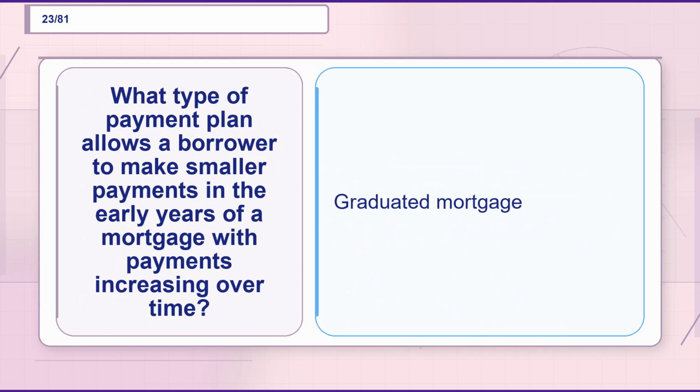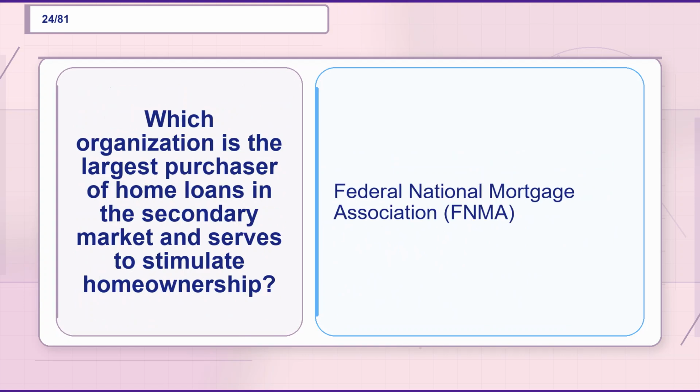Flashcard 23. Term. What type of payment plan allows a borrower to make smaller payments in the early years of a mortgage with payments increasing over time? Definition. Graduated mortgage. Flashcard 24. Term. Which organization is the largest purchaser of home loans in the secondary market and serves to stimulate homeownership? Definition. Federal National Mortgage Association, FNMA.